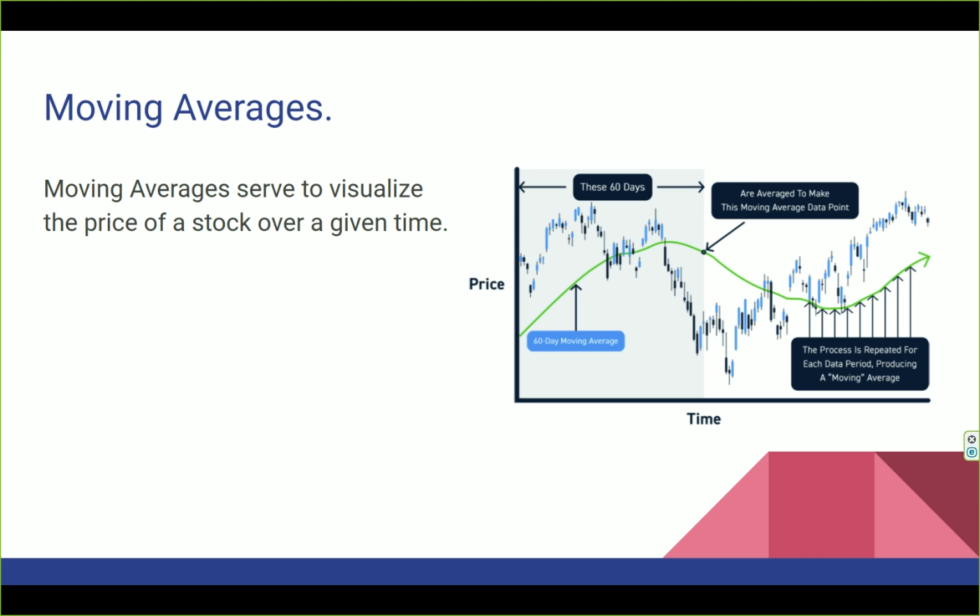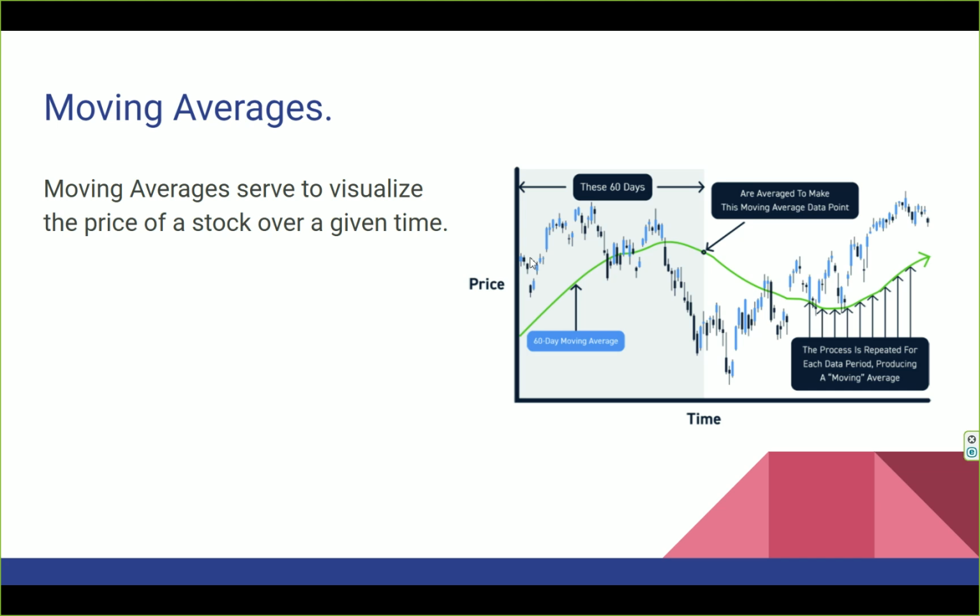Now, moving averages. Moving averages serve to visualize the price of the stock over a given time. Moving averages show the average of the stock's growth. If a stock is trading a lot higher than its moving average, that means that it's profitable and it's successful. If it's lower than its moving averages, that visualizes the stock is doing a lot poorer.